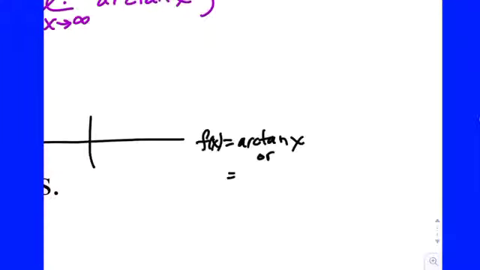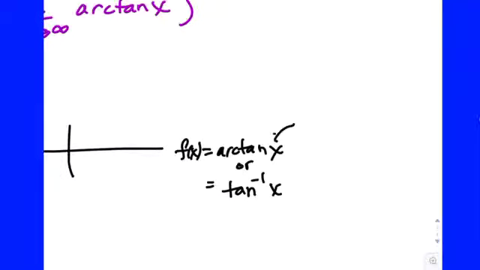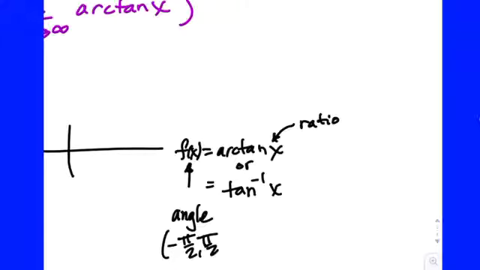Not cotangent, that's the reciprocal of tangent. Inverse tangent, right? So remember, for arc or inverse tangent, the input x represents a ratio, and the y value, the function value, gives you an angle, and in this case it's going to be between negative pi halves and pi halves. That's the principal value range from pre-cal.